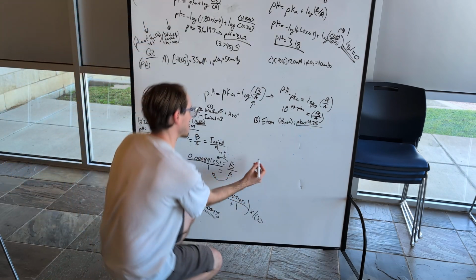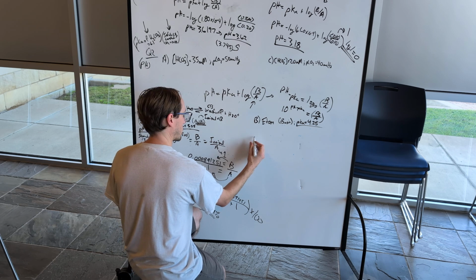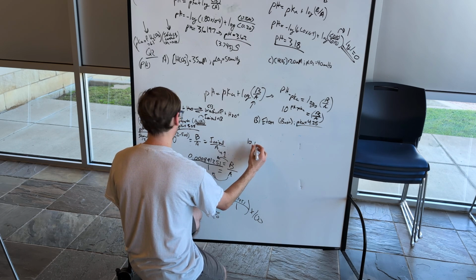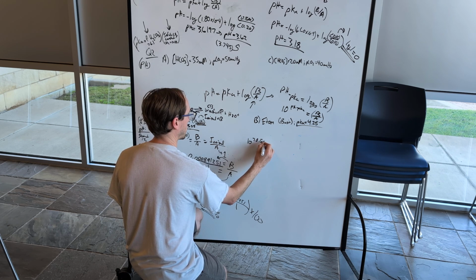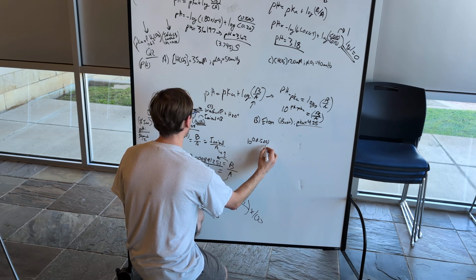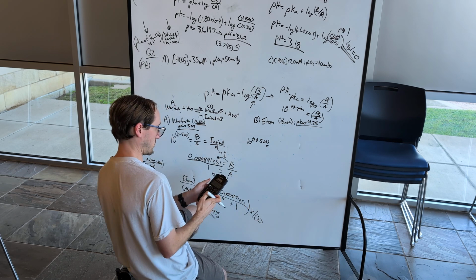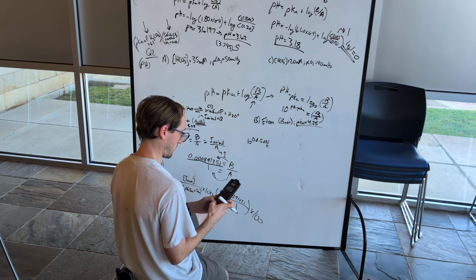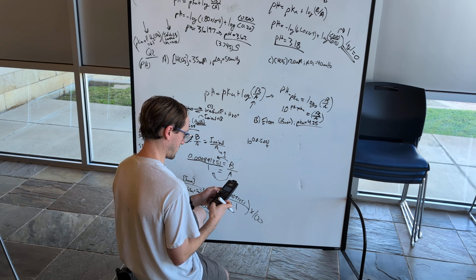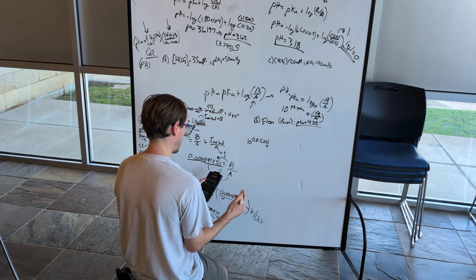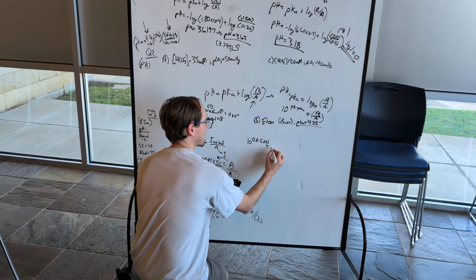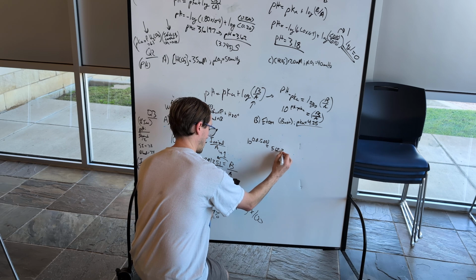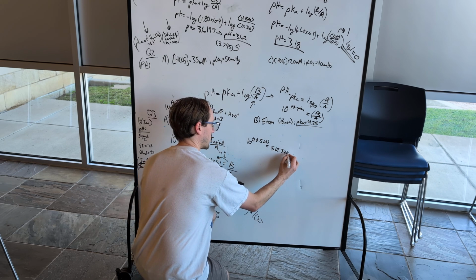So for the small intestine, it is 10 to the 7.8 minus 5.05, which equals 562.3413.